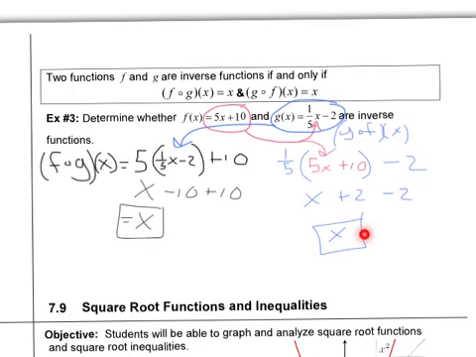That is how you test to see if two things are inverses. You plug them into each other, and you should just get back an x. And I did. Both times I just got back x. All right, that's it for 7.8.